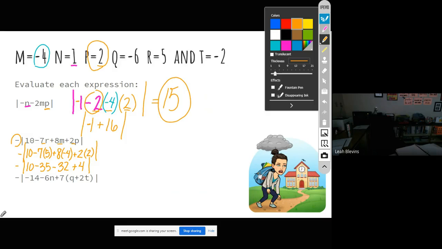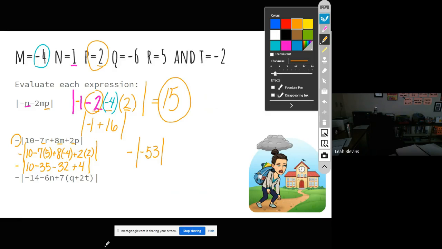So 10 minus 35 is negative 25. Negative 25 minus 32 is negative 57. Negative 57 plus 4 is negative 53. So I've got a negative outside the absolute value, then the absolute value of a negative 53.